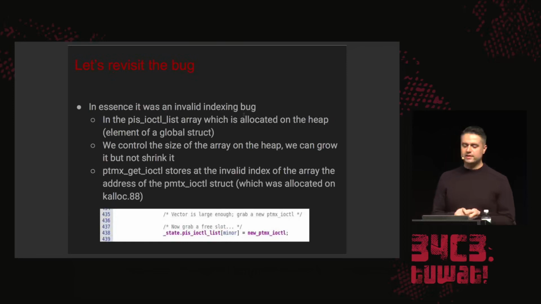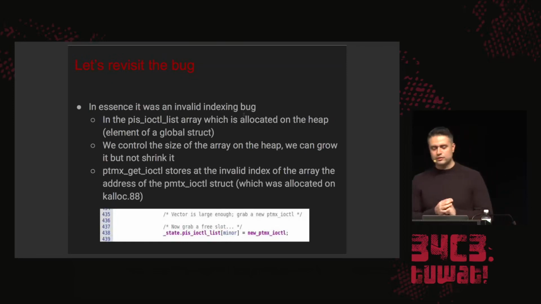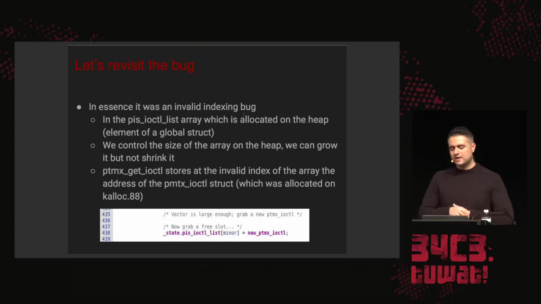Now, a few things to refresh your memory about the bug. As I said, it was an invalid indexing bug. This PF_LIST array was on the heap, and I could control in which kalloc zone it can go. I can grow it, but once I grow it, I cannot shrink it back.